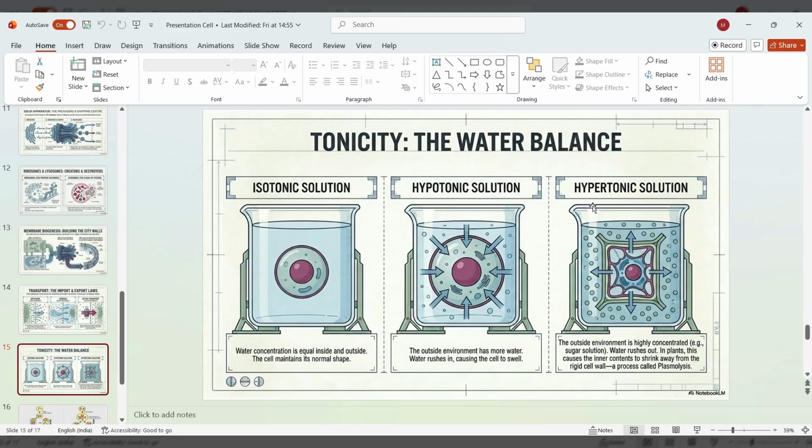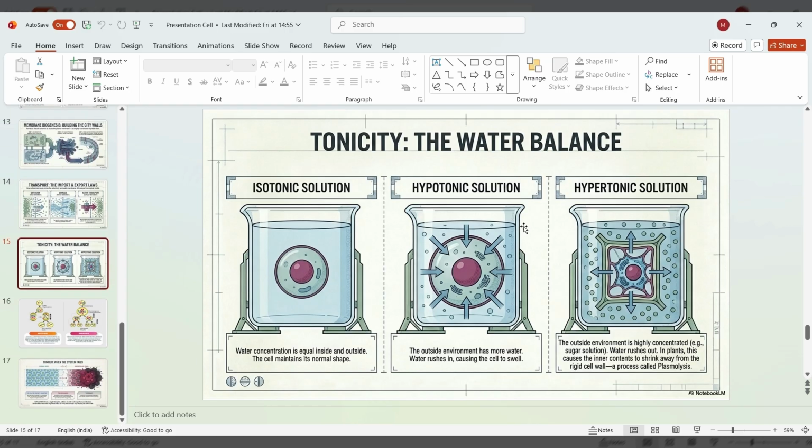So in the case of hypertonic solution, in this particular solution where the cell is placed, the concentration of salt and sugar is more. In the case of hypotonic solution, the concentration of this particular salt is less, and in the case of hypertonic solution, the concentration of salt or sugar is more outside the cell. Okay, so the net movement in the case of hypotonic solution, water is absorbed inside. In hypertonic solution, the movement of water occurs from inside to outside.